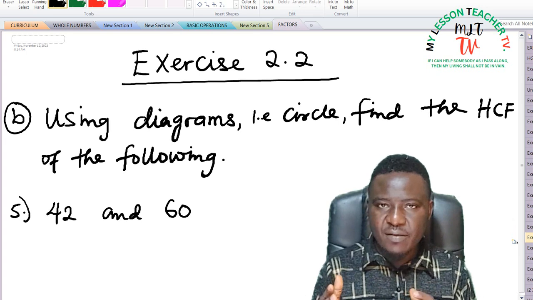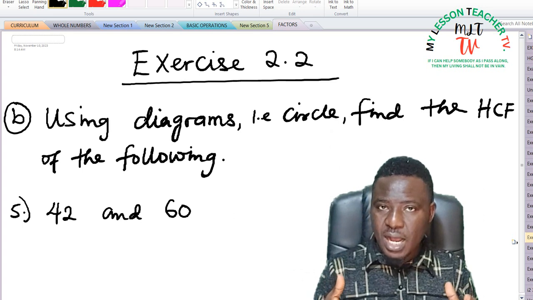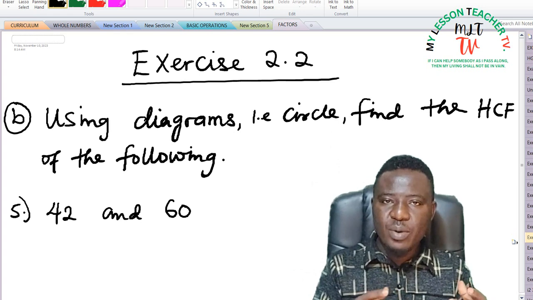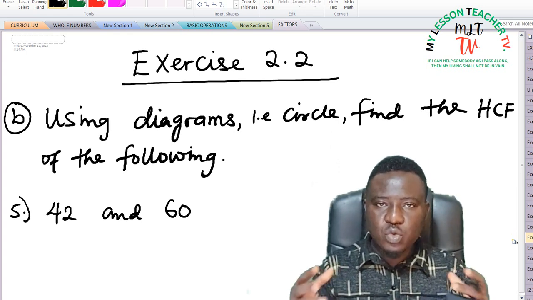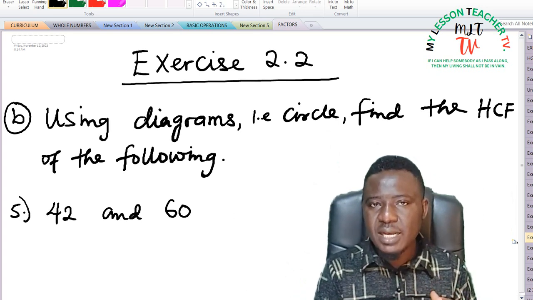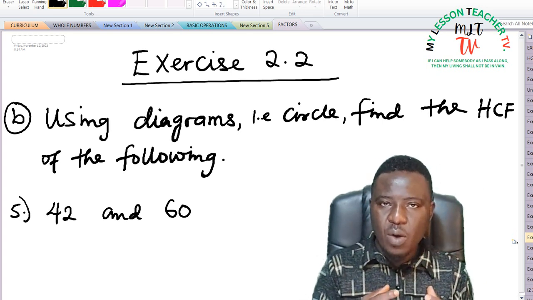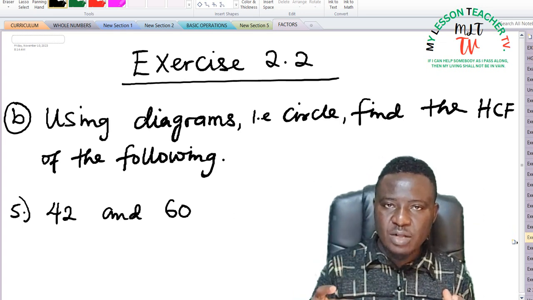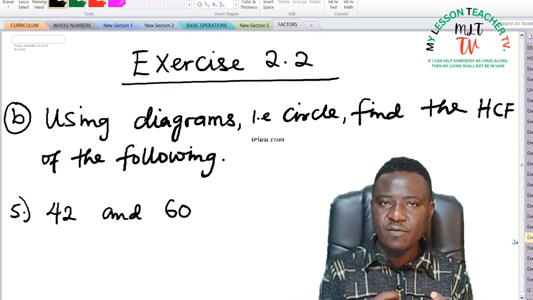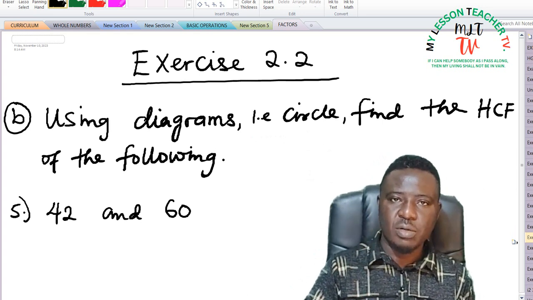We can get the HCF using diagrams by first and foremost expressing 42 and 60 as a product of their prime factors. Thereafter, we represent them using diagrams where we have two circles with a point of intersection, and that point of intersection is said to contain prime numbers of 42 and 60 that are common, while the other regions are said to house prime factors of 42 and 60 that are not common. Thereafter, for us to get the HCF, it's going to be the product of those numbers you find in the intersection, and that gives you the HCF.